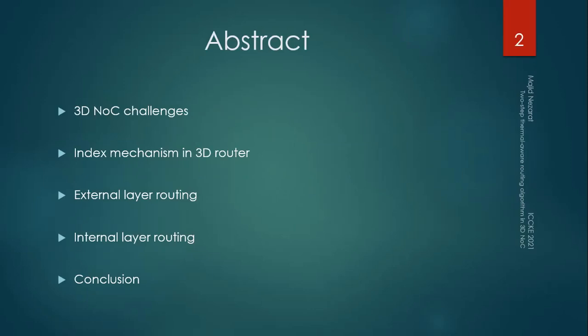At first, we present significant problems in 3D network on chips in this presentation, then express solutions for these problems, which are the index release mechanism in 3D routers, intra-layer routing, and external layer routing, and at the end, comparison and conclusion will be done.